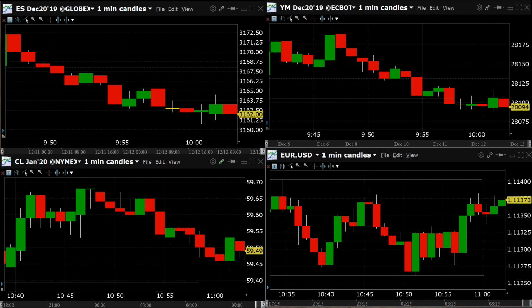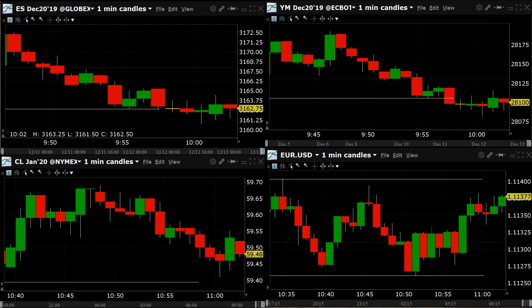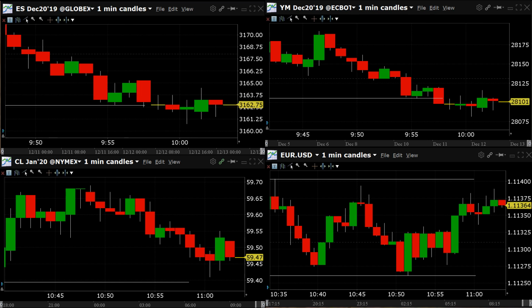Possible offsets coming on YM and ES. YM will go offset short at 81. ES will go offset short at 60.50. Otherwise, they are still long signals, unless they were to hit that price, then they automatically become offset entries to go short.